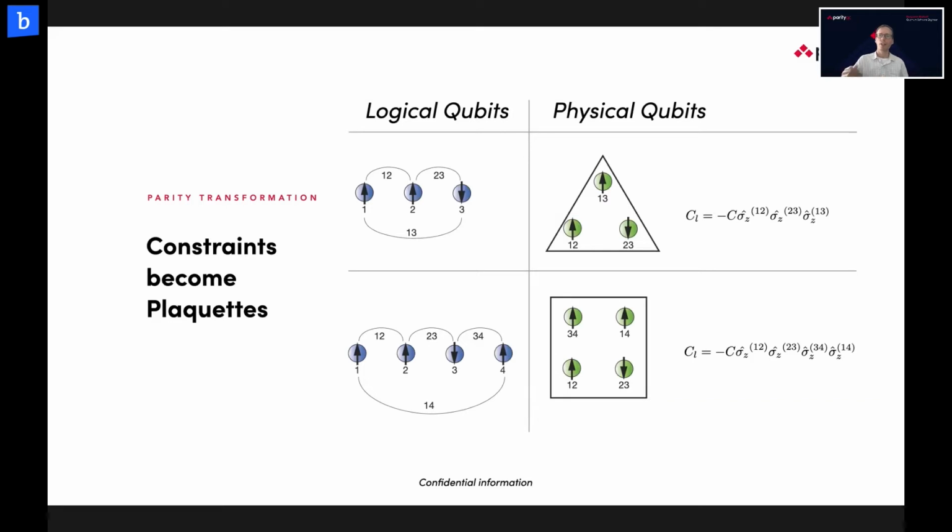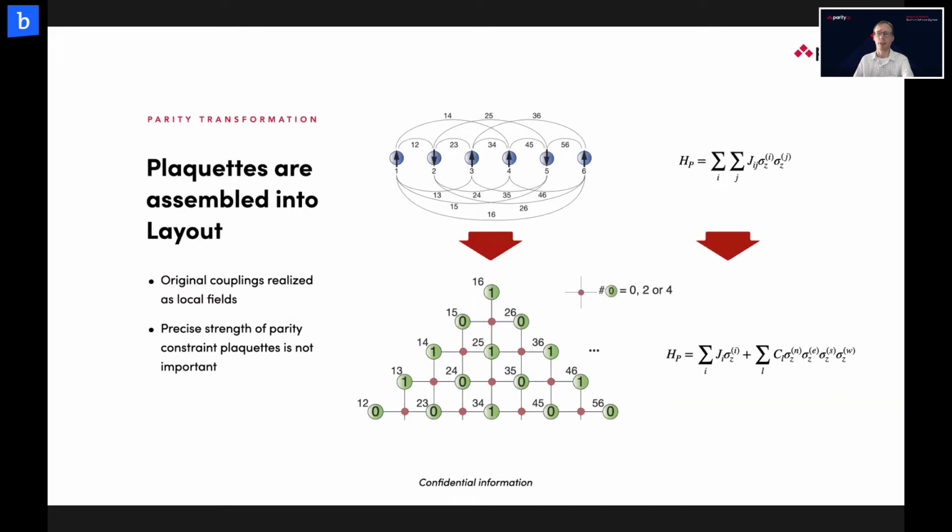And then these constraints that you write in terms of spin products become plaquettes. So the example I just gave was a three-body constraint. This becomes this triangular configuration. And this represents a term in my physical Hamiltonian that looks like this. And you can also write down a four-body constraint. This is a four-variable loop, and it becomes a square plaquette with a term that looks like this. These are the plaquettes that I showed you in the original drawing. So they can be laid out in this two-dimensional configuration.